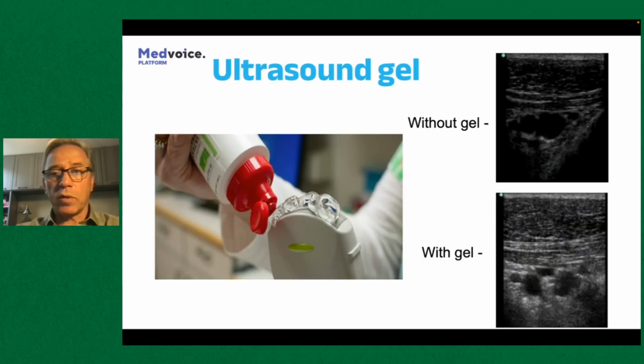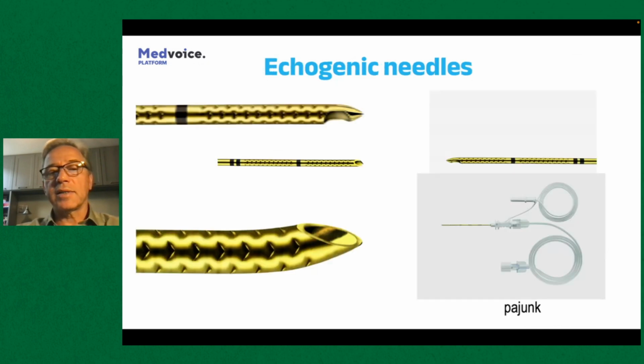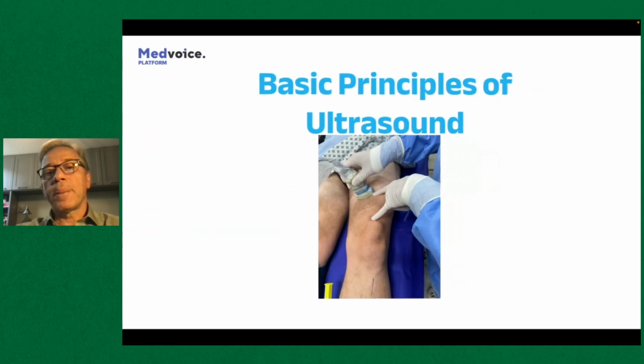Ultrasound gel makes a lot of difference. Apply the ultrasound gel. You can see on the top the picture without gel and with the gel is a lot better. General principles: use Luer-lock connector needles and, if possible, echogenic needles, the special needles designed for use with ultrasound. They have these so-called golden nuggets that help the ultrasound to see the needle better.